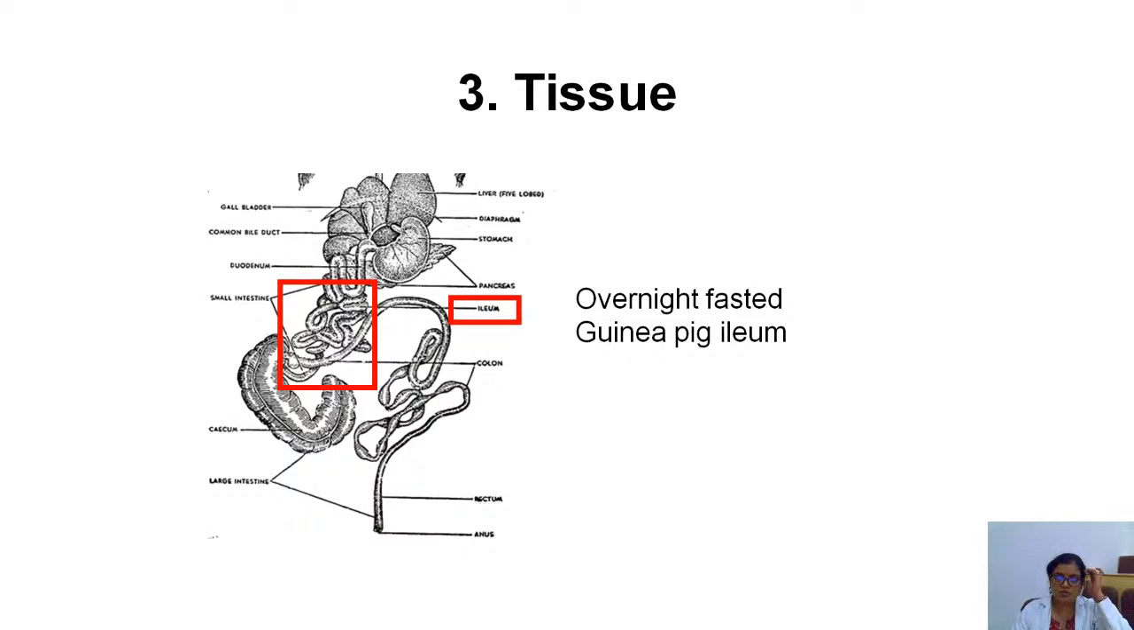So what is the tissue? This is the simple anatomy. Here is the ileum. You take an overnight fasted guinea pig ileum, because fasting will reduce the spontaneous activity of the ileum tissue. And here you will cut the ileum. I will not go into the anatomical details of where you excise the ileum. You will take a portion and put that ileum tissue in the salt solution.